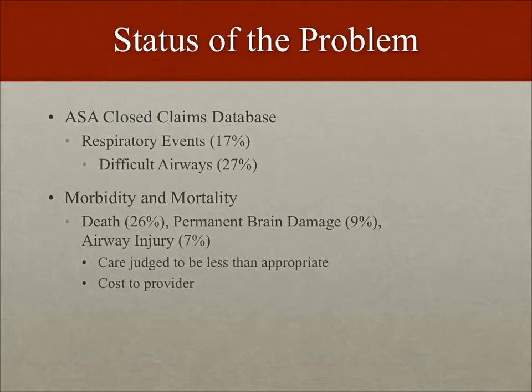The median payment for a case involving death or permanent brain damage was $424,000, while the median payment for severe injury was $72,333.